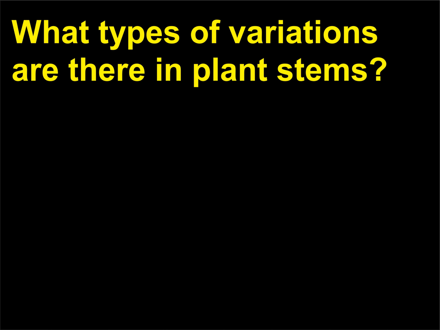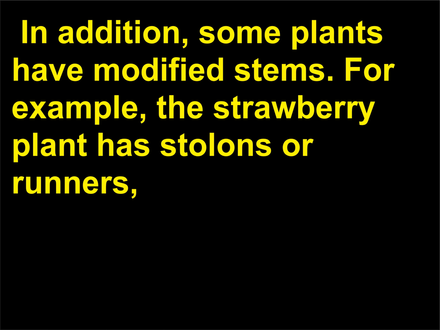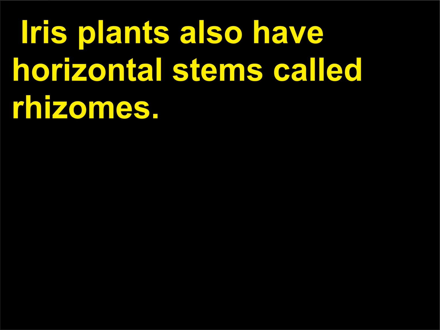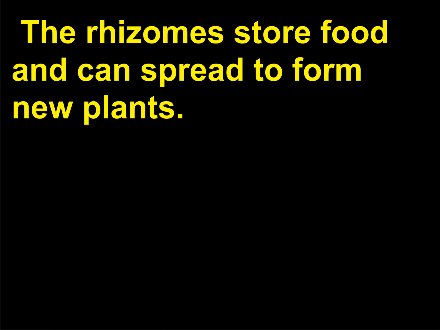What types of variations are there in plant stems? Plant stems show variation in size and shape. In addition, some plants have modified stems. For example, the strawberry plant has stolons or runners, which are horizontal stems that grow along the surface of the ground. Iris plants also have horizontal stems called rhizomes. Rhizomes are large, brownish, root-like structures found just below the surface of the ground. The rhizomes store food and can spread to form new plants.